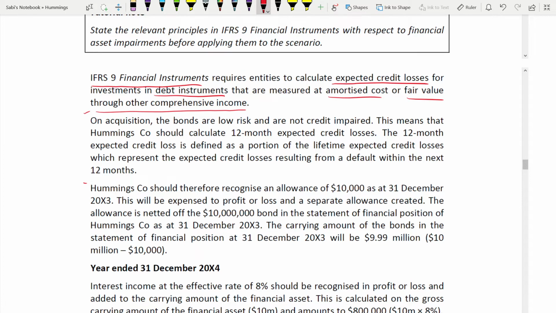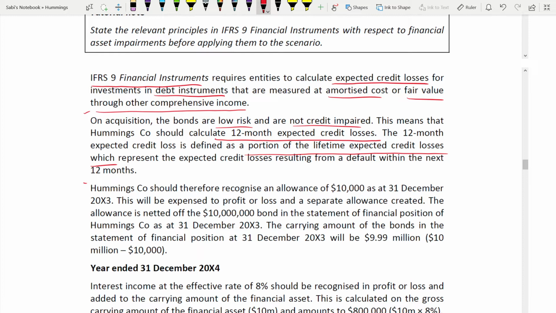So when you acquire, initially the bond was at low risk. It was not credit impaired. What does it mean? You only have to calculate the 12-month expected credit losses. Whenever risk is low, 12-month expected credit losses. They have already given you it, right? What is the 12-month expected credit losses? You can even define it. It is defined as the portion of the lifetime expected credit losses. That means out of your lifetime expected credit losses, only a portion of it goes for your 12-month expected credit losses.